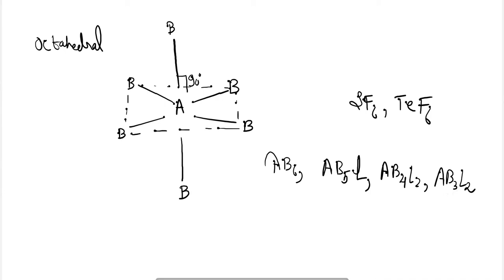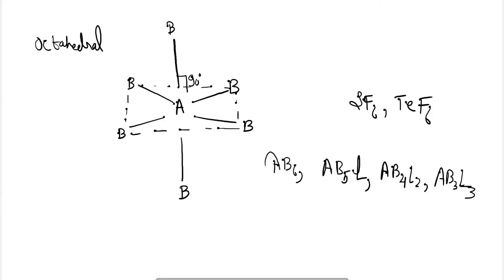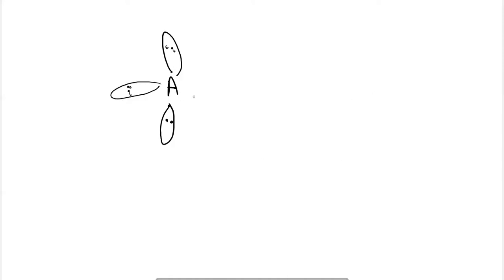These are some of the examples of compounds which can be found here, where we will see three lone pairs with three atoms. So the structure for that particular compound will be A with three lone pairs: one lone pair, second lone pair, and the third lone pair, with three of the atoms. The structure will be something like this.